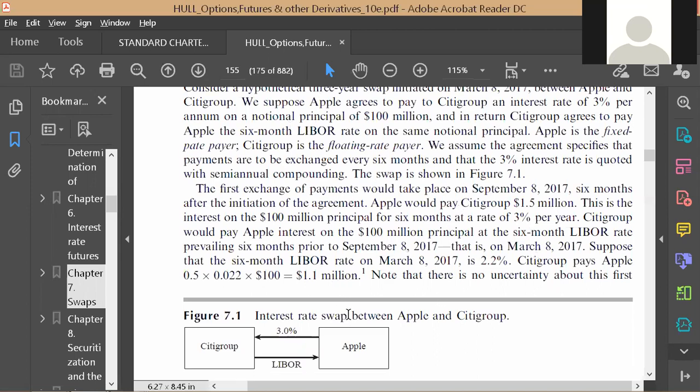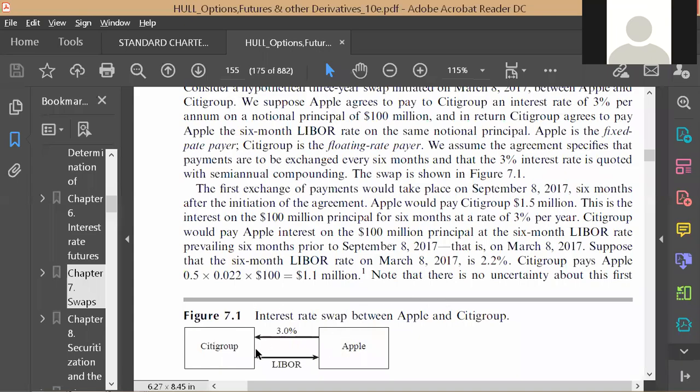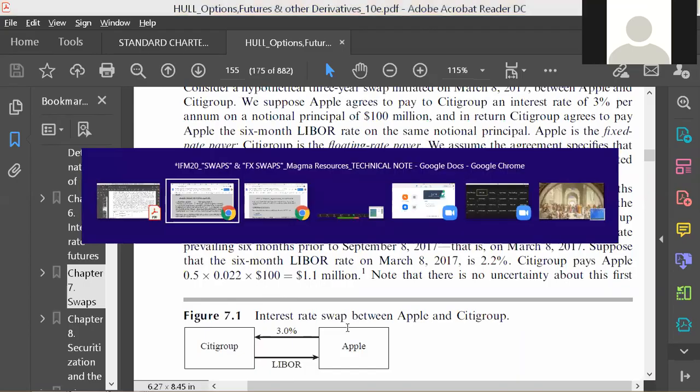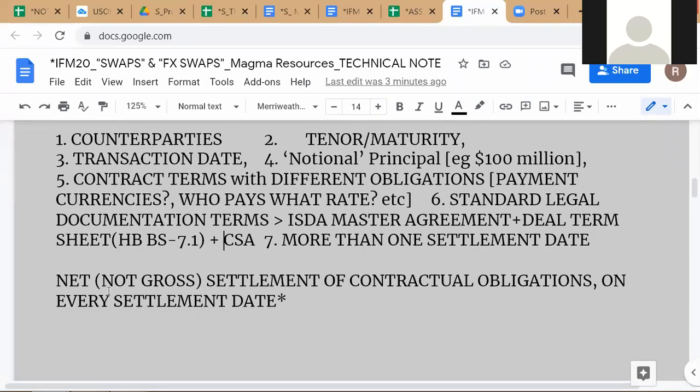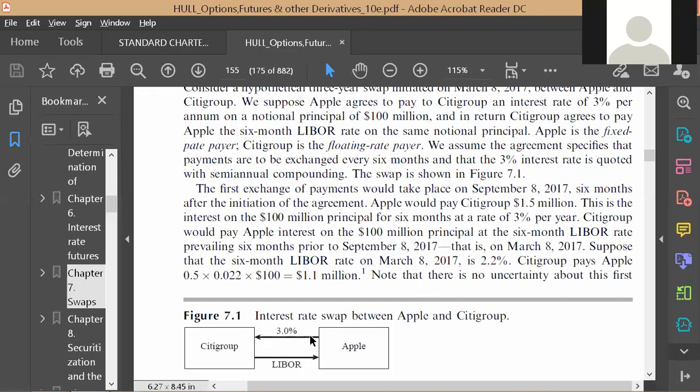So the point is to understand that this is giving you one other clue into the generic swap structure, which is more than one settlement date. What is shown here is only the activity on one particular settlement date. And we mentioned yesterday another feature, which is netting. I've not mentioned this as a feature, but just as a note in terms of settlement dates, that on every settlement date there is net settlement of obligations, not gross settlement. So one more feature is more than one settlement date, and this stuff is happening on each settlement date. There's a net settlement happening.